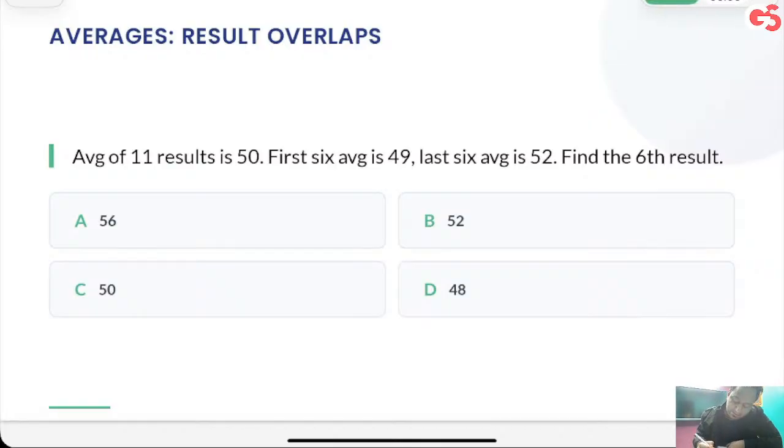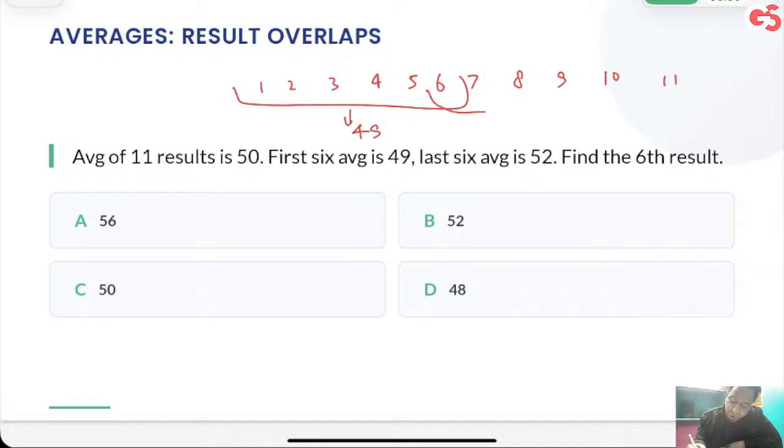The 11 results ka average is 50. Average of first six is 49, last six is 52. Find the sixth result. So let's say there are 1, 2, 3, 4, 5, 6, 7, 8, 9, 10, 11. Just to make you understand, 11 results. The first six ka average is 49. The last six ka average is 52. So now you see the sixth result got counted twice.